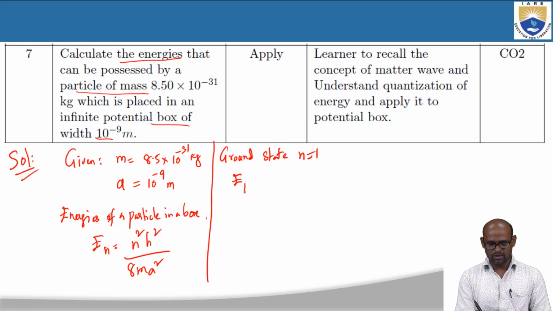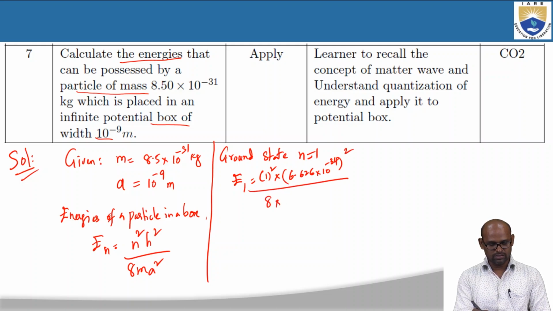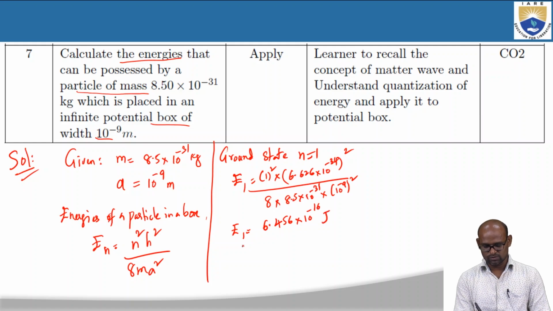Then E1 will be 1 square, h square is 6.626 into 10 power minus 34 whole square, divided by 8 into the mass, which is given. So this is not an electron but a particle: 8.5 into 10 power minus 31 into a square. A square is 10 power minus 9 whole square. So the ground state energy E1 will be 6.456 into 10 power minus 16 joules.